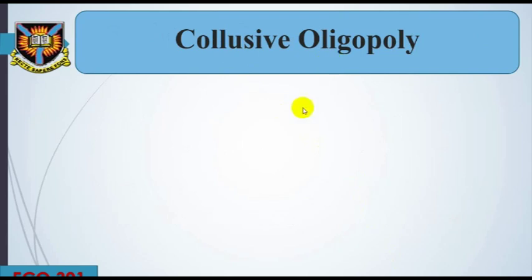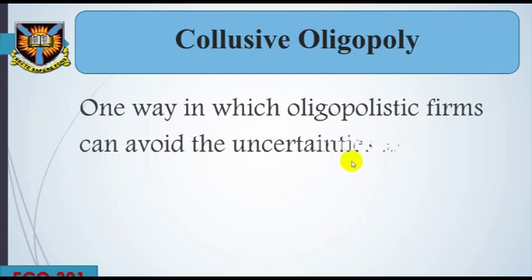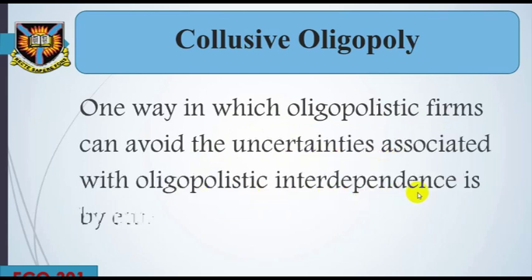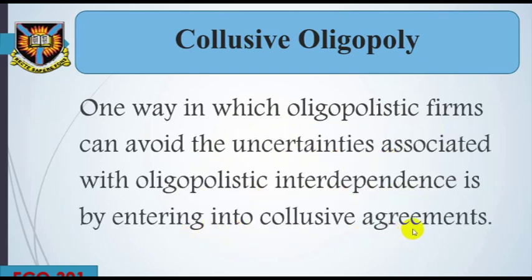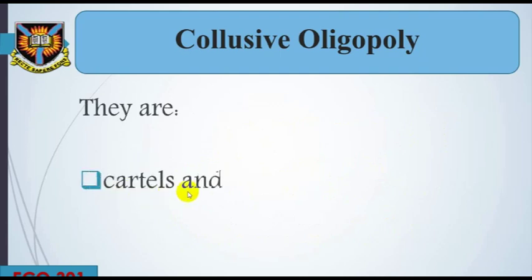Collusive oligopoly. One way in which oligopolistic firms can avoid the uncertainties associated with oligopolistic interdependence is by entering into collusive agreements. Two main forms of agreement are possible. They are cartels and price leadership.